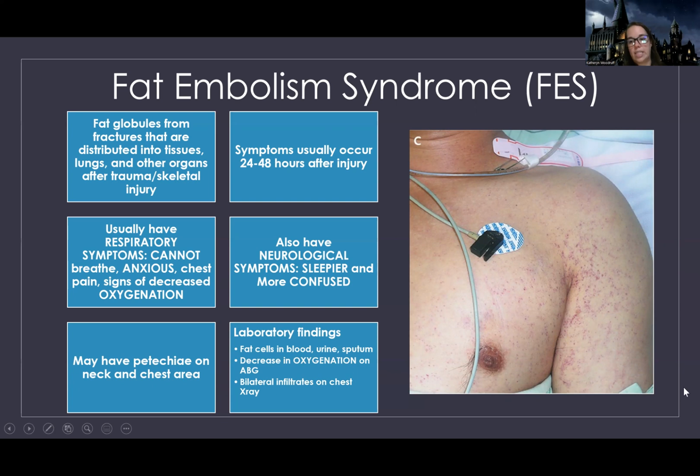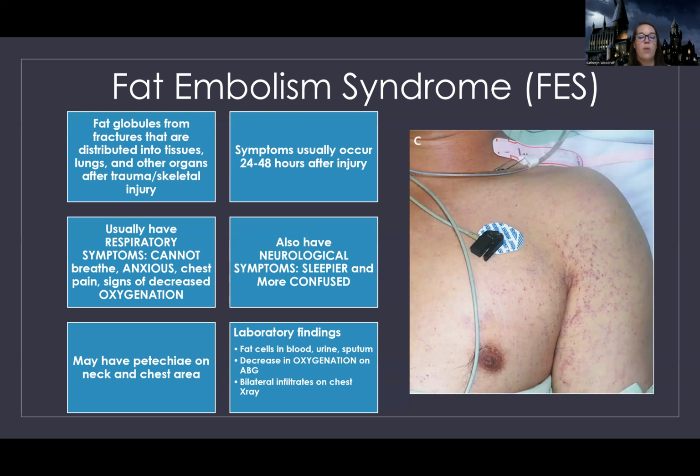You can start to see, if this is a picture of someone with fat embolism syndrome, where they have all these little petechiae on their chest, and also their axillary or neck area. It's just showing all those little places where those little fat emboli have clogged those tiny vessels.